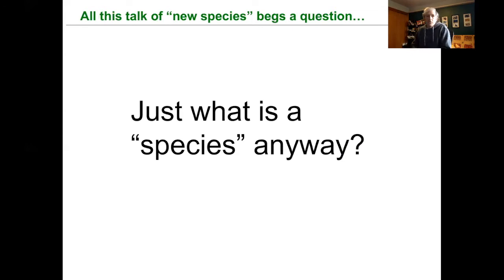So all this talk of new species begs a question. And that question is, well, just what is a species? Have a think about this. We've talked an awful lot about, oh, it's this species of plant, it's this species of fish, or this species of bird, and all these species were generated from a single common ancestor based on adaptive radiation and so on. But what is a species? Just have a think about it.